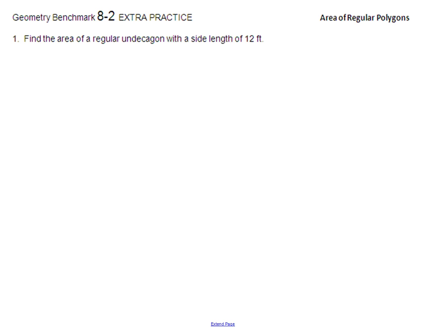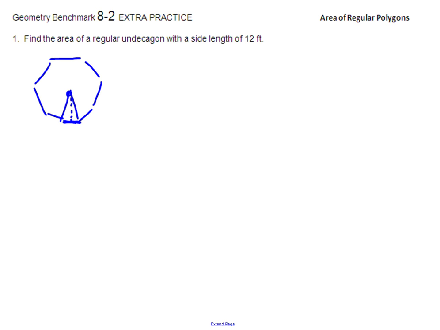A geometry benchmark 8.2, area of regular polygons. Find the area of a regular undecagon with a side length of 12 feet. I'm not going to try to draw this accurately, but it's going to have a bunch of sides, and you need to find this triangle here. You need to find the height and the base.